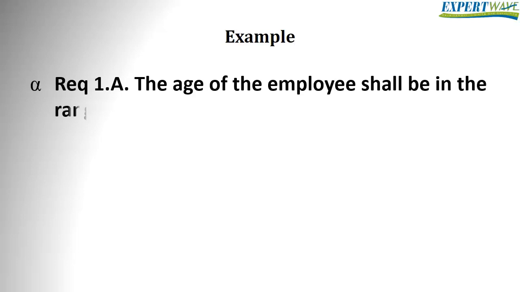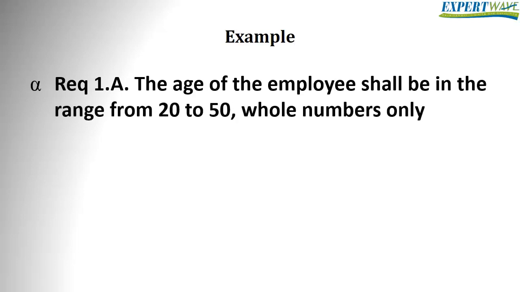Let's see an example. Imagine in our software called ExpertWave, we have a screen where we need to enter the age of the employee and then hit OK. Don't ask me why we have a single field called age on a screen, but this is just a customer request. Anyway, this part of the requirement could be read like this. Requirement 1.a. The age of the employee shall be in the range from 20 to 50 whole numbers only.